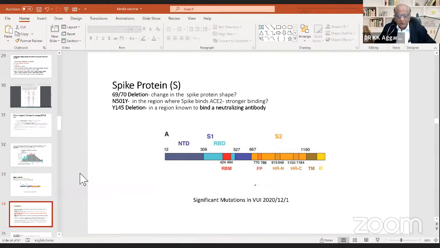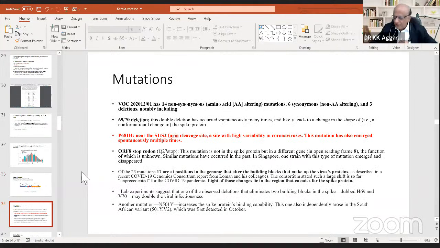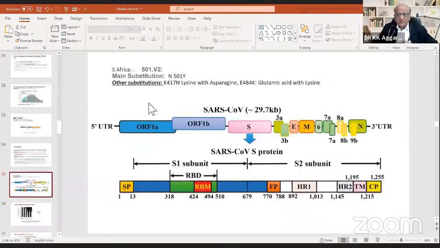Now we come back to South Africa. We have with us the chairperson of the South Africa Medical Association who participated with me. She is right here, Anjali, and she gave me some of the slides which I am using. South Africa again has 501, the same as in England. But South Africa has 2 more mutations, 417, which is in the RBD, and 484, which is in the RBM. That means the South Africa strain is more dangerous than the UK.